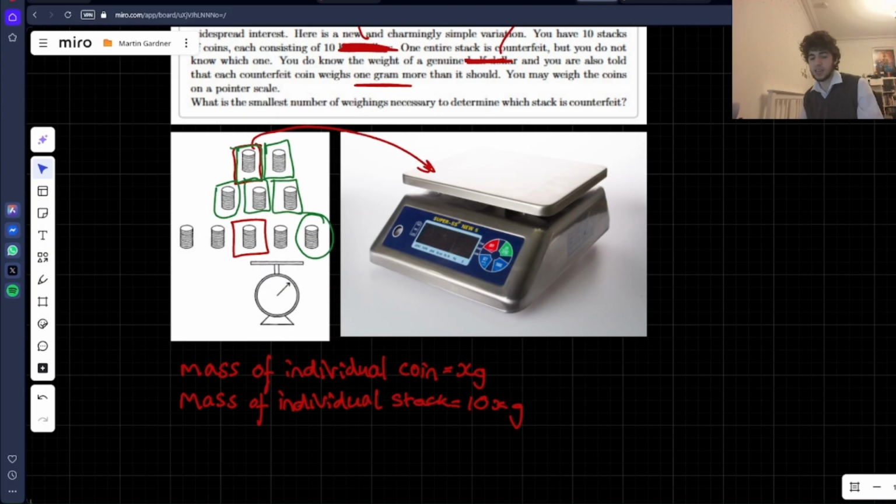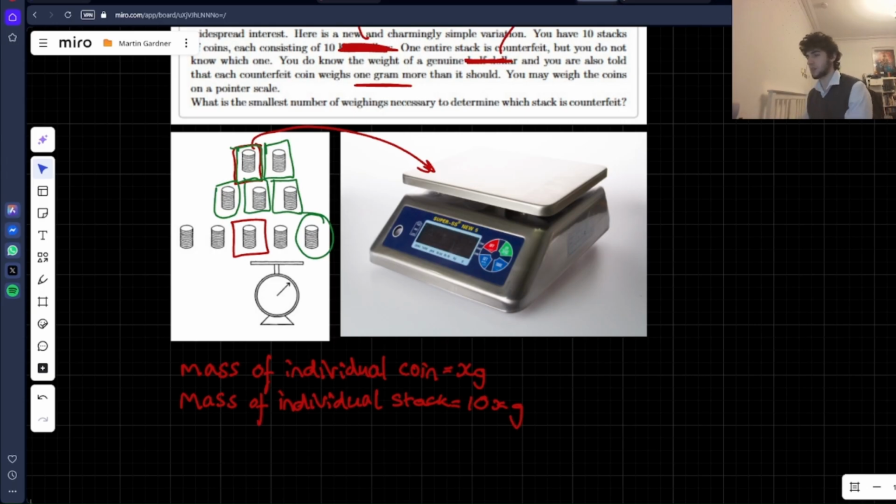Because I can just take each individual stack and place it on the scale, and because I know what the mass of each real individual stack is going to be, I can immediately tell whether or not that stack is composed of real coins or fake coins. In the worst case scenario, that strategy will take me 9 weighings to give you the fake stack with certainty, because each of the stacks you pick is real until the very last 2, and then you pick another real one, and you're left with the fake one.